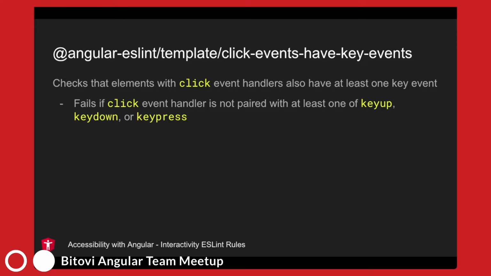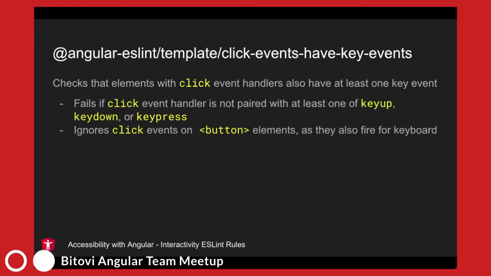So this will fail if any click event is not paired with at least one of key up, key down, or key press, with the exception of button elements, in which case just having a click event is sufficient since that click event will be fired when you press enter or space when a button has focus. This goes back to criterion 2.1.1, which I've mentioned previously about keyboard accessibility.